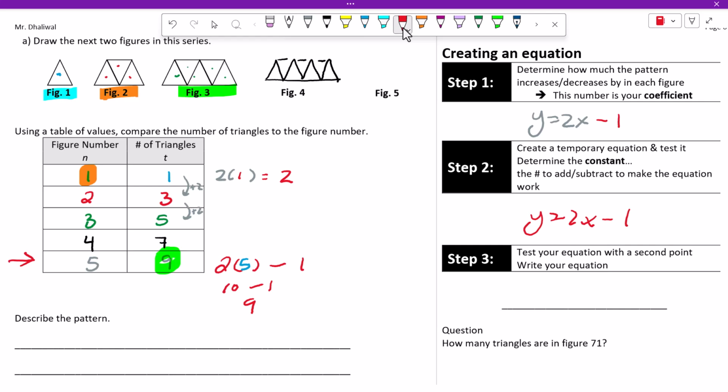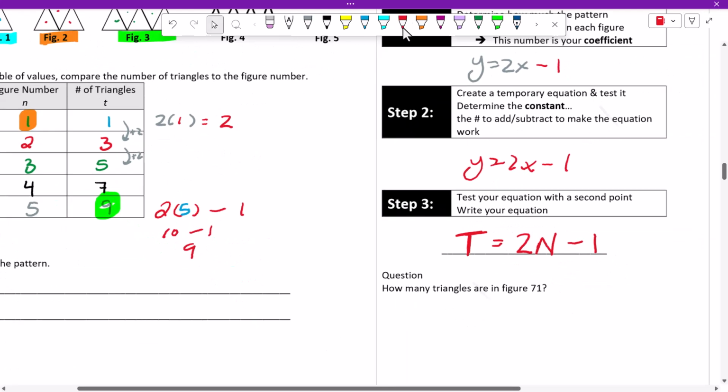Now, let's use more meaningful letters because they'll come in handy for here. So instead of y, we're counting triangles. So let's put down a T for triangles. That's a little bit easier to understand. Instead of x, let's use n for figure number again. Or maybe the letter F for figure number. Doesn't really matter. There we go. All right. So we created our equation. You've done the hard part. The next 2 questions are just using the equation.